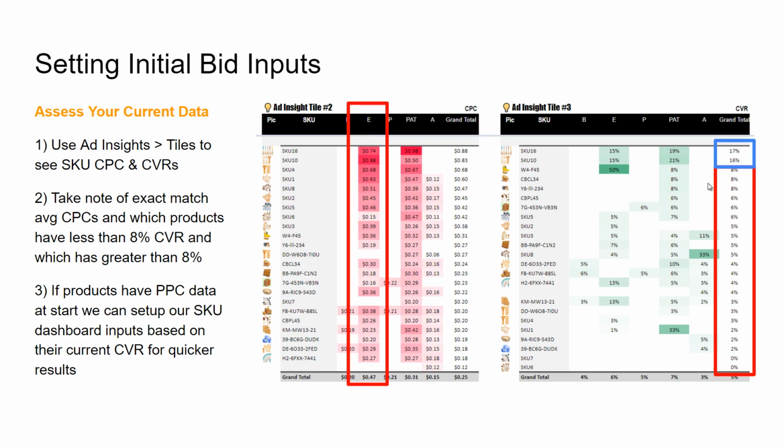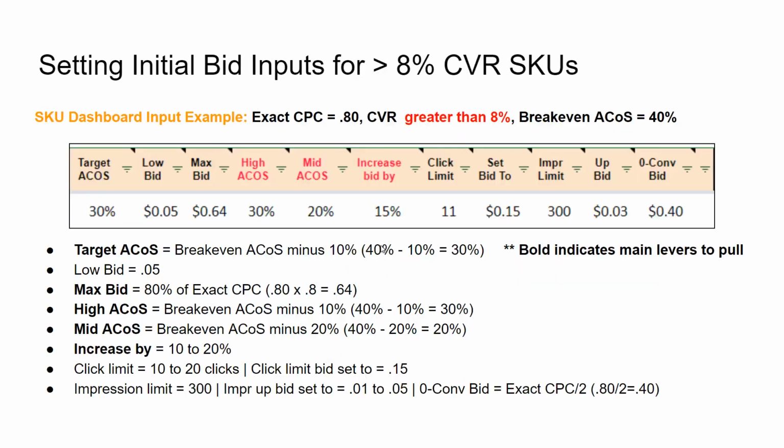So the basic idea is, for your SKUs that are in blue that have over 8% conversion rate, we're going to be a little more aggressive to get going, and it's going to be based on some of these best practices that we've found just to work well in getting started. And then after you've run for a few weeks, you can start to make tweaks and pull different levers on these inputs depending on what you're seeing. But for the most part, this example is a good starter to go by.